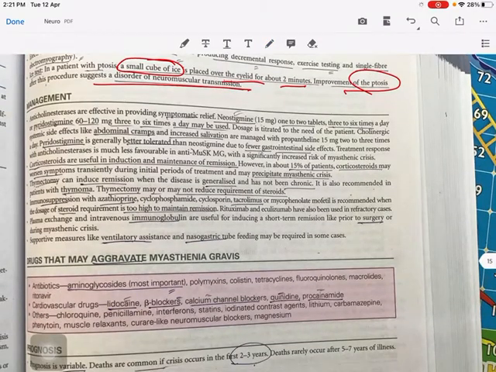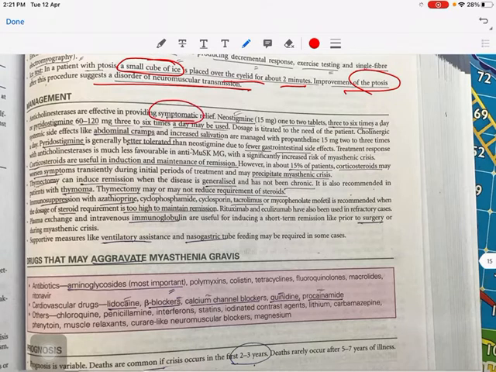Management. So it is mainly symptomatic. We give 2 drugs, neostigmine and pyridostigmine. Neostigmine is 15 mg, 1 to 2 tablets, 3 to 6 times a day. Pyridostigmine 60 to 120 milligram 3 to 6 times a day may be used. What are the side effects of these medicines? They can cause abdominal cramps, increased salivation. Pyridostigmine is better tolerated than neostigmine due to fewer gastric effects.